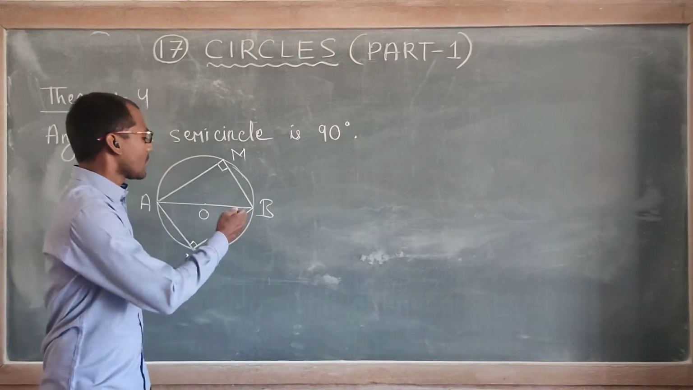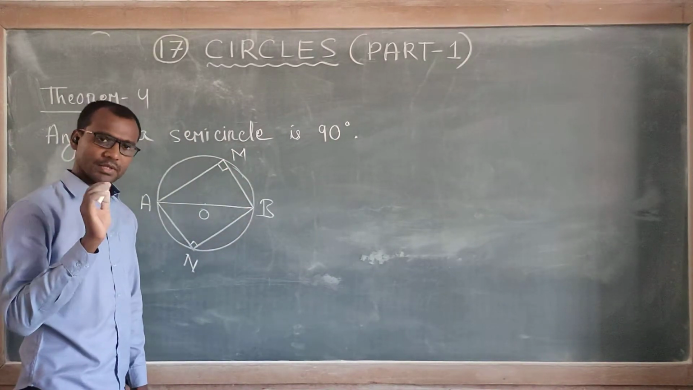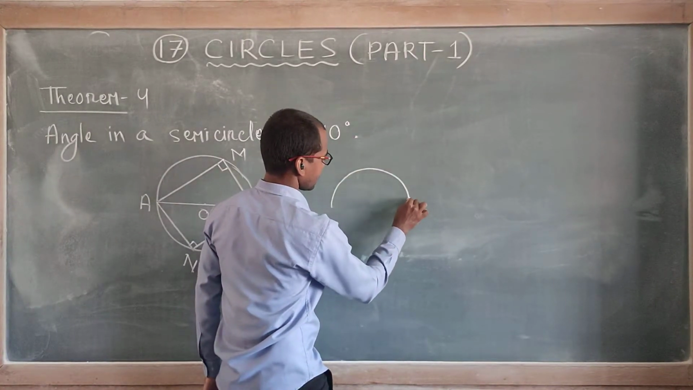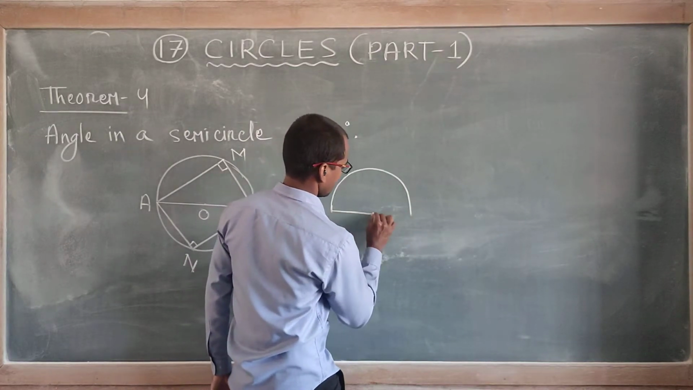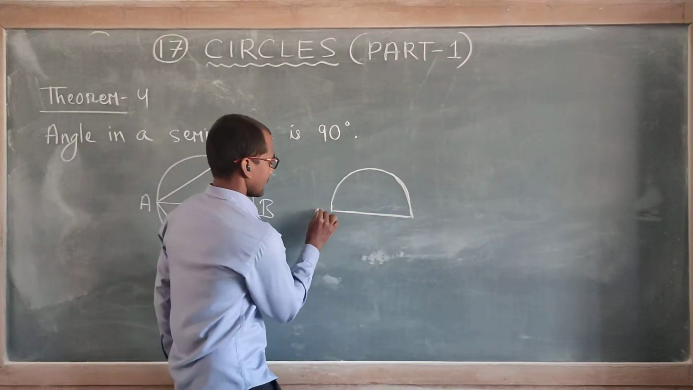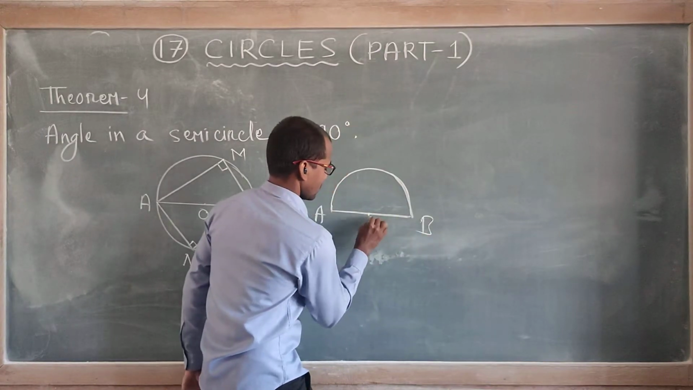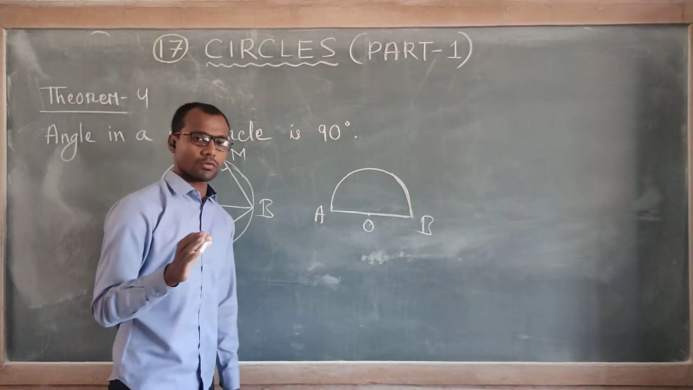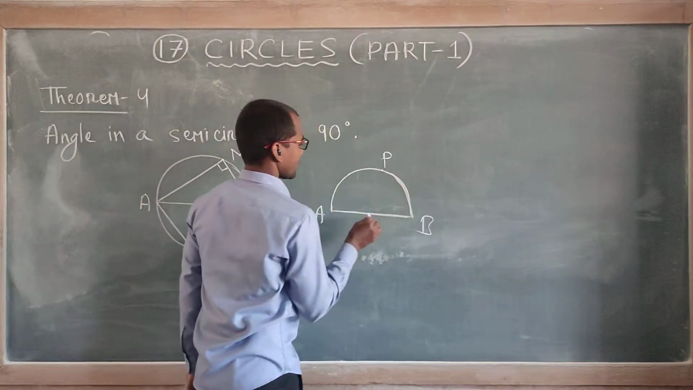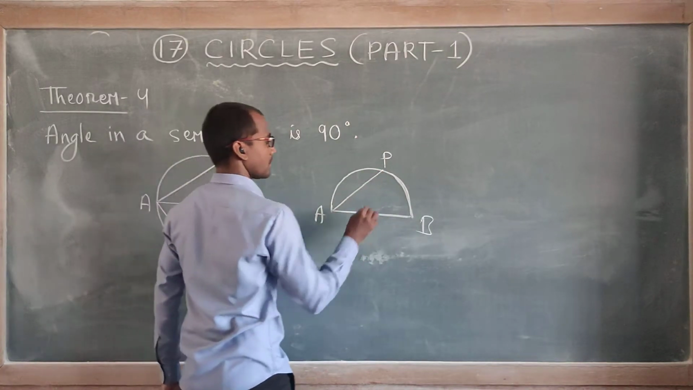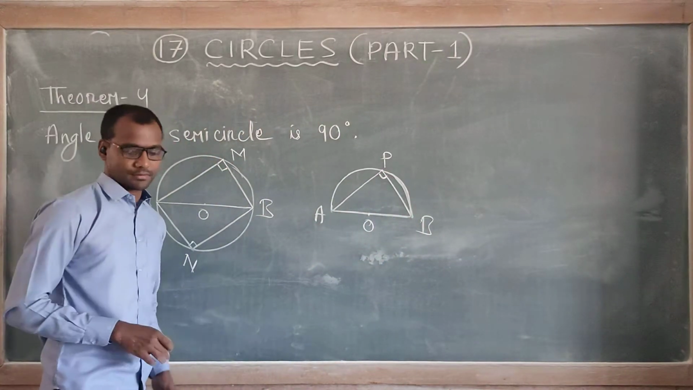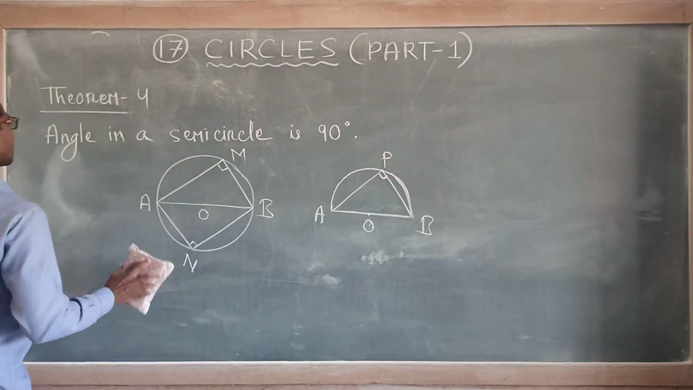Here we have a full circle. Suppose you have a semicircle only, like this. Here AB is the diameter, O is the center. Here also the same thing will be applied. Angle in the semicircle is 90 degree. You take any point on the circumference, join with A and B. This will definitely be 90 degree. So this is the theorem. Angle in the semicircle is 90 degree.